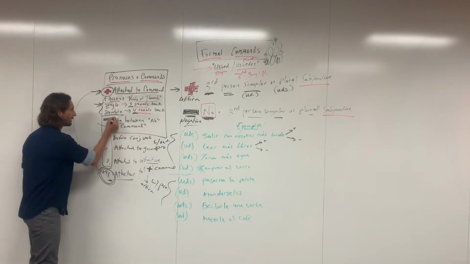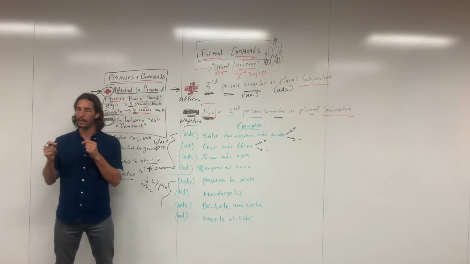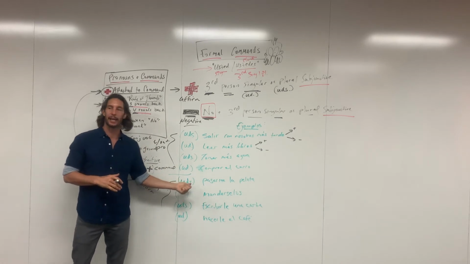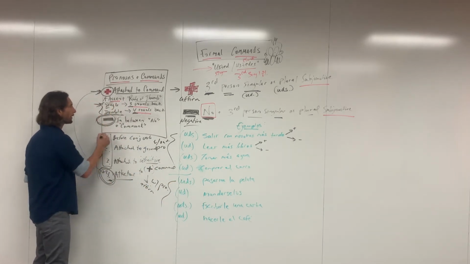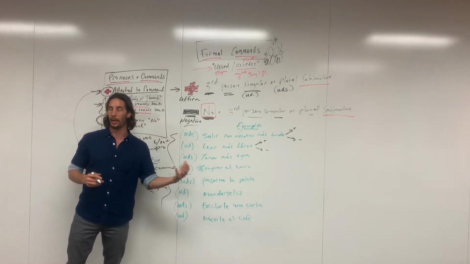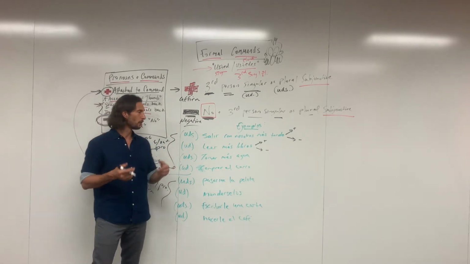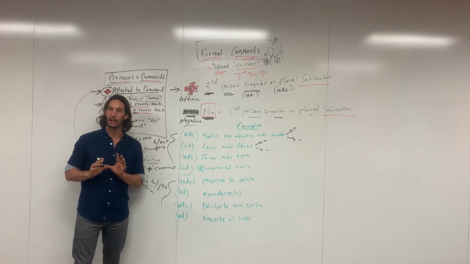If it's a negative command, the pronoun goes in between no and the command. We'll check that out in our examples. So with the affirmative command, you attach the pronoun. With the negative command, you put it between no and the command. Let's take a look at these examples, and hopefully this will make things a lot clearer.